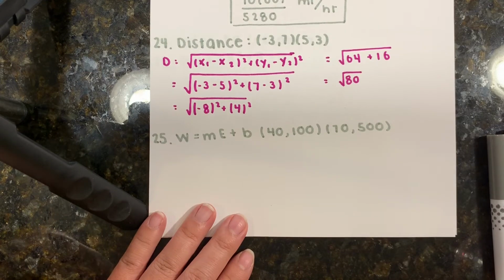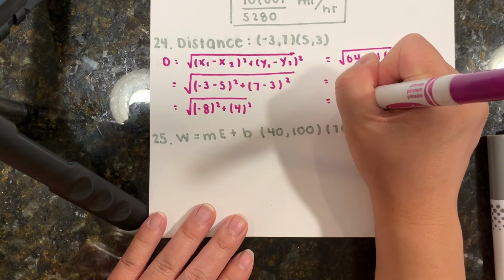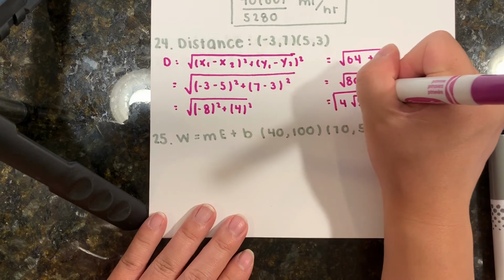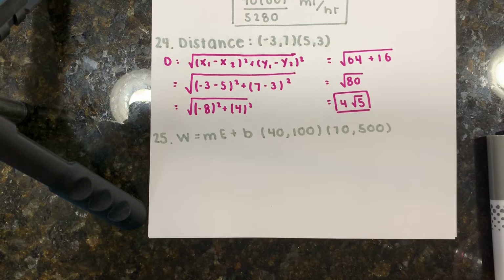And 80 can be simplified by, so 80 divided by 16. So that would be 4 square root 5. So that's just the formula that you needed to know.